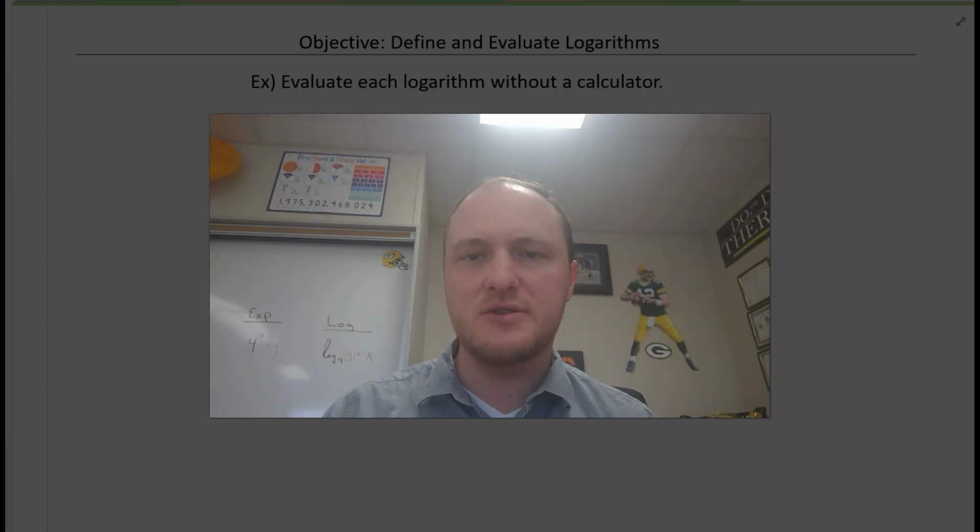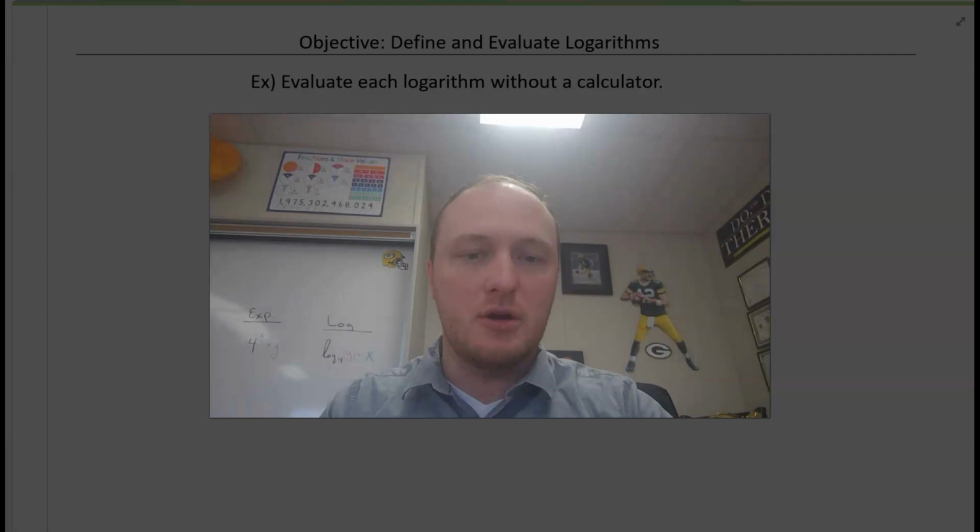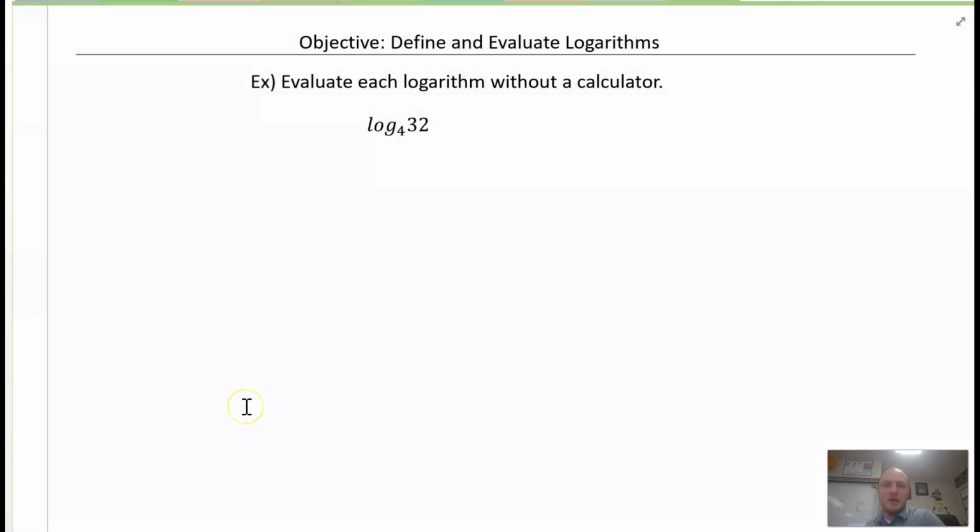This video is going to focus on some tricky examples when we are evaluating logarithms. Here I have log base 4 of 32, and we're asked to evaluate the logarithm without a calculator. So again, set the logarithm equal to a variable, and then rewrite in exponential form. So I have 4 to the power of x is equal to 32.